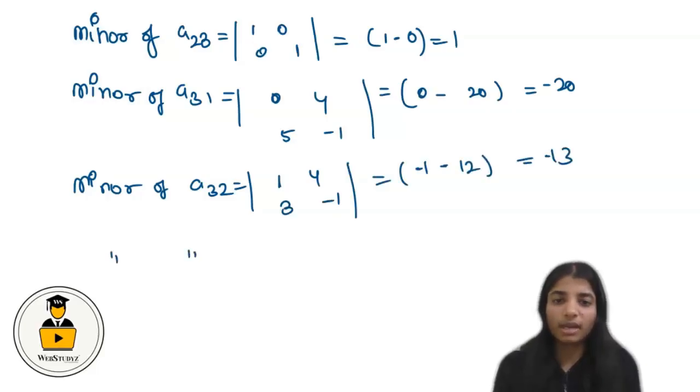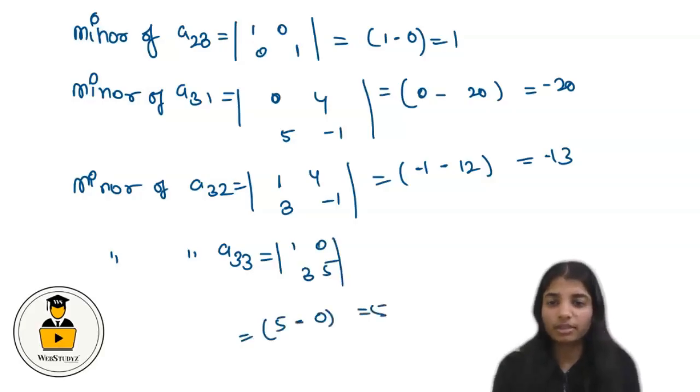And in the same way, the minor of A33 becomes equals to, cancel the row and column in which A33 lies and write the remaining in the form of determinant. That is equals to 1, 0, 3 and 5. Solving this, 1 multiplied by the 5 is 5, minus 0 multiplied by the 3 is 0. So this from here is equals to 0.